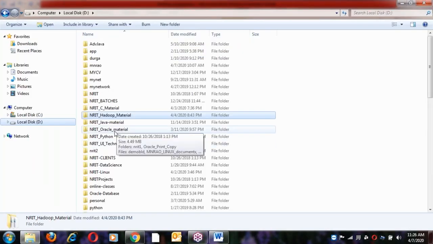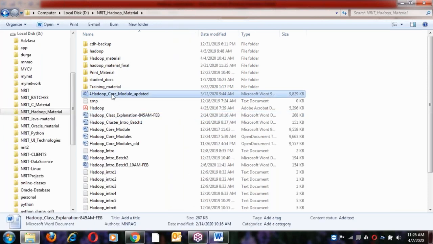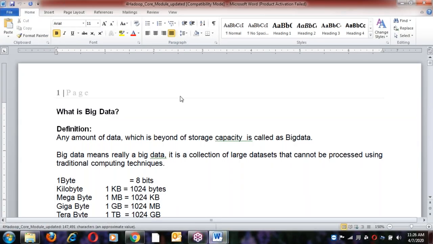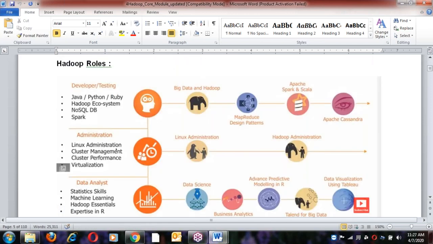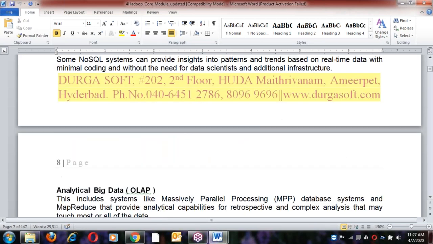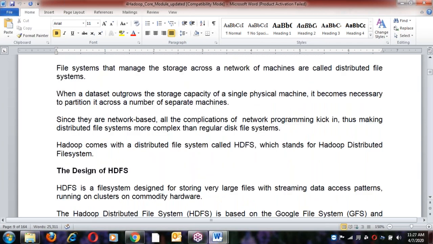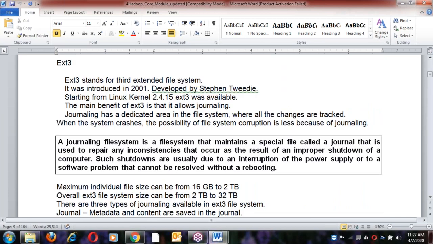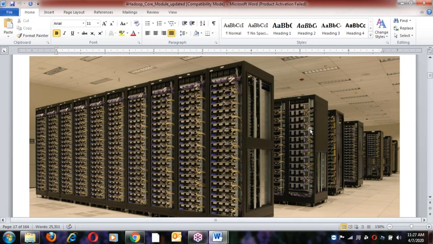Our DeepWorld data center, I'll show that. In your document, I have placed that data center. Yes, this is the data center, a very big data center.